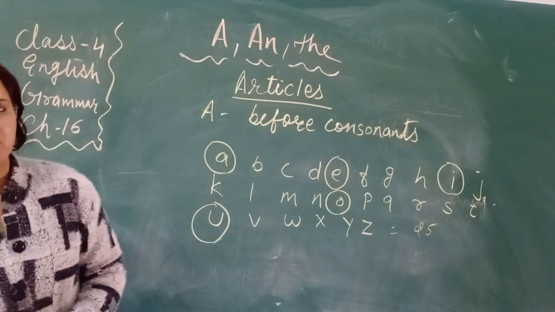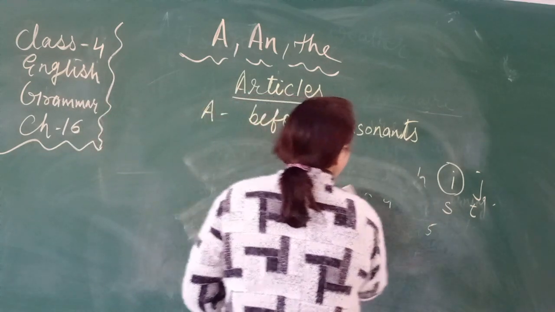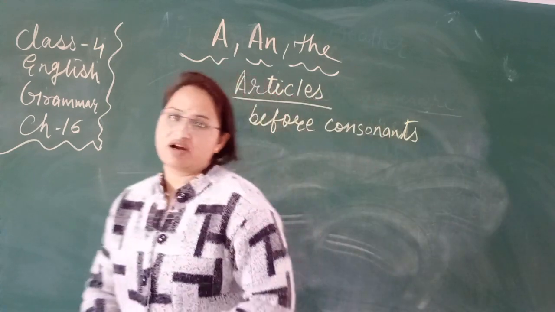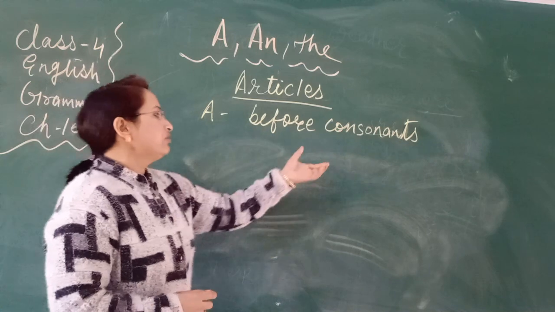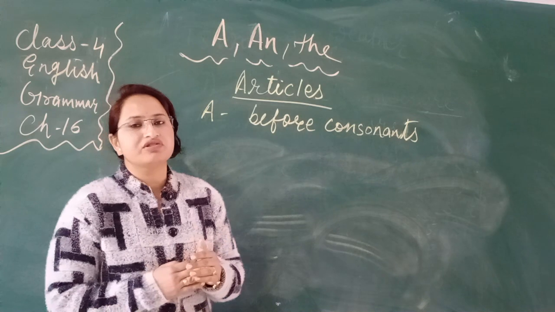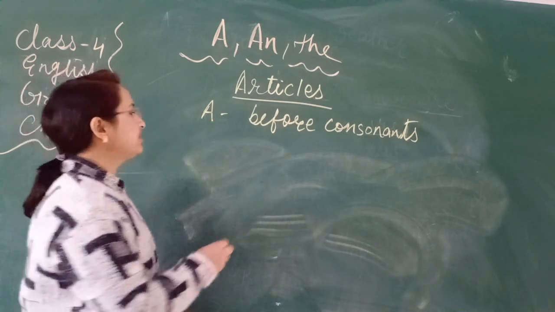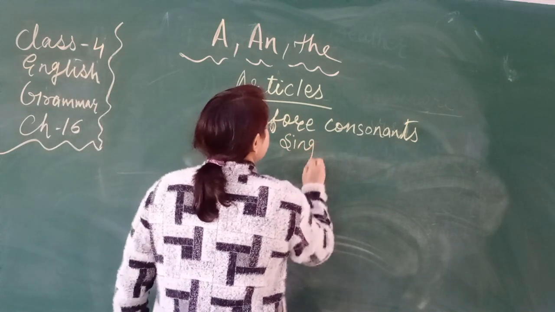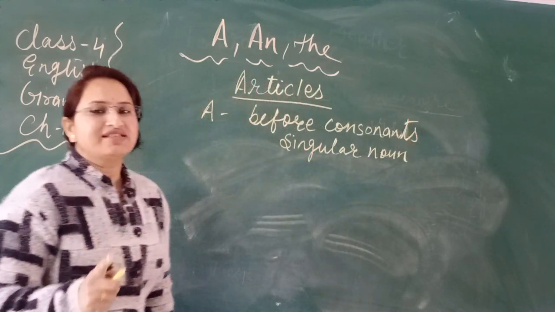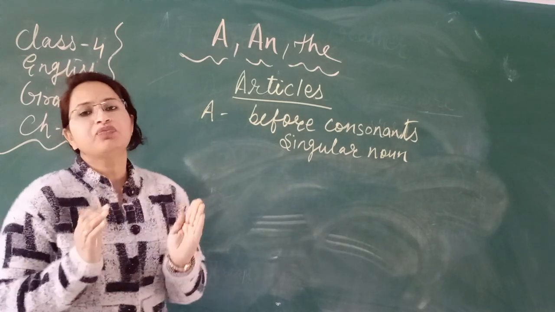So before consonant, what we use? Article A. The words which are of consonant sound, जिनकी consonant से start हो रहे हैं और जिनकी sound, when we pronounce them, जिनकी sound भी consonant से start हो, for them we use article A with singular noun. Singular noun. Plurals के साथ कभी भी articles use नहीं होते हैं. We can never use articles with plurals.